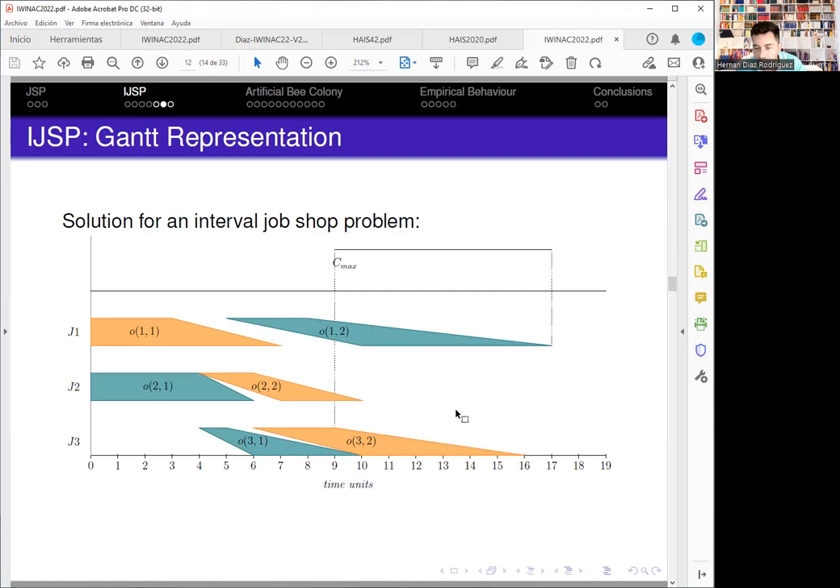Now, if we see the Gantt chart representation, it will look something like this. And the most important thing is that the makespan is also an interval, and the left endpoint and the right endpoint don't have to belong to the same task, because the right endpoint is the maximum of all the right endpoints in the system, and the left endpoint is the maximum of all the left endpoints in the system.